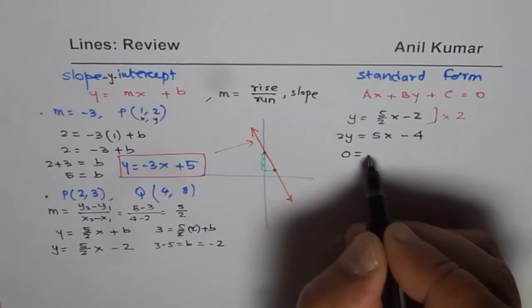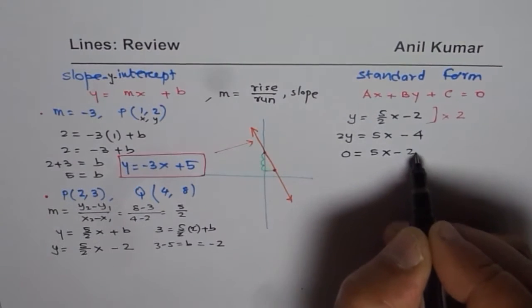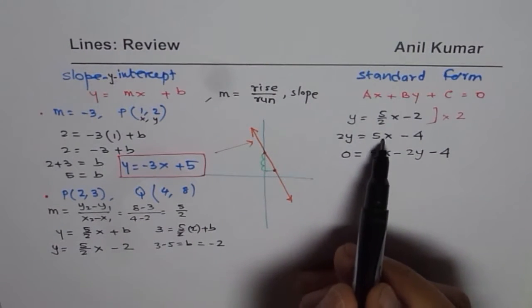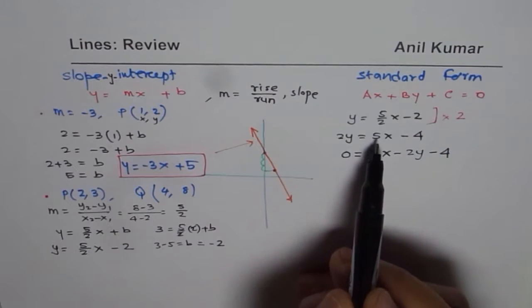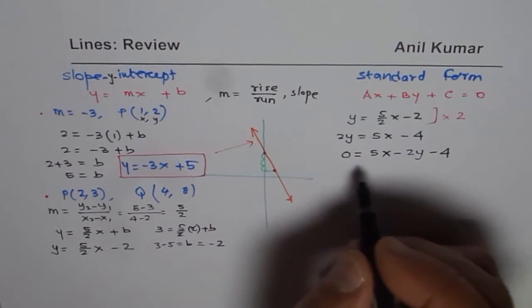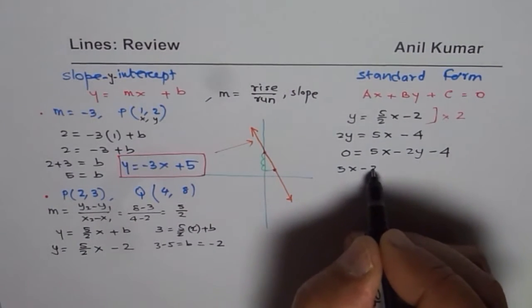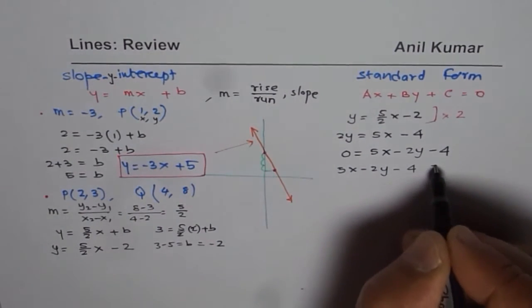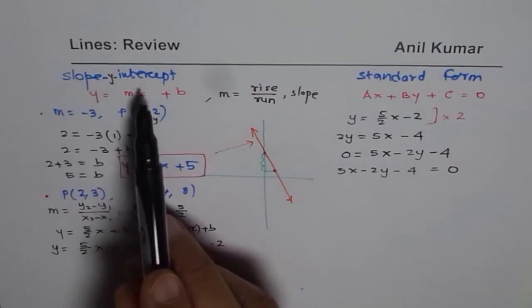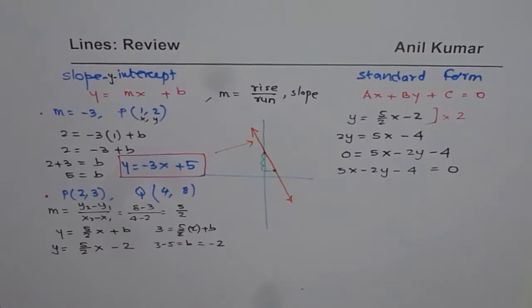I could write 0 here, 5x minus 2y minus 4, right? So we have to keep this positive leading coefficient. Coefficient of x is positive. Therefore, we wrote like this. Or we could write like this, 5x minus 2y minus 4 equals 0. So that is how you convert from slope-intercept form to standard form.